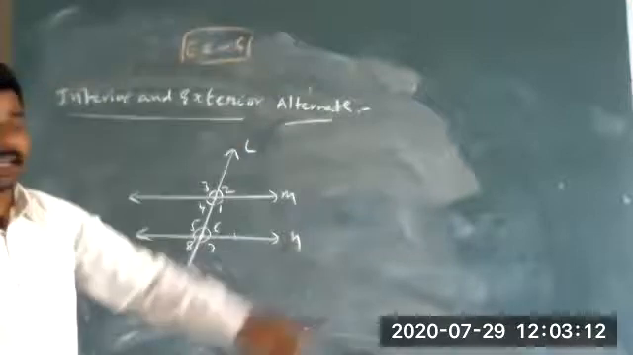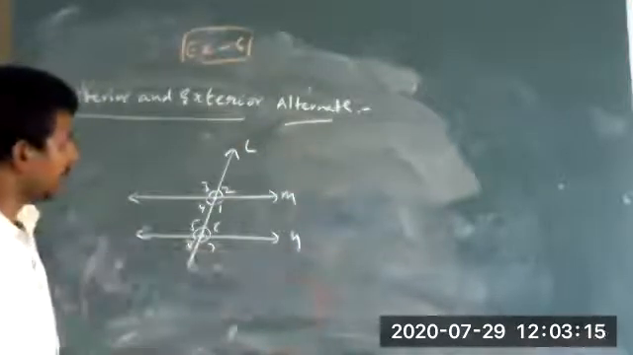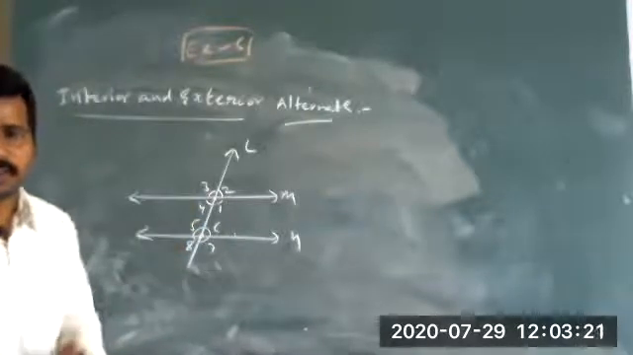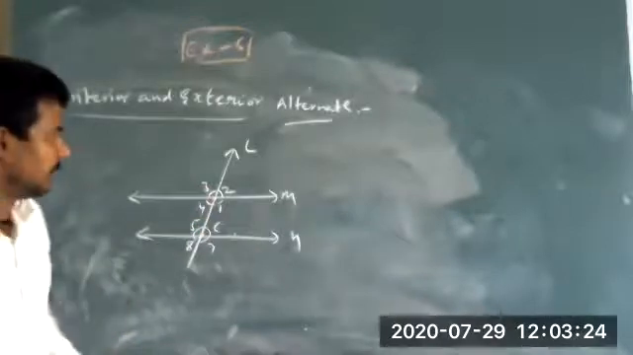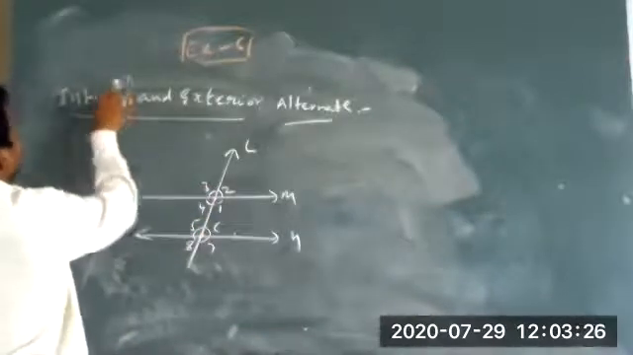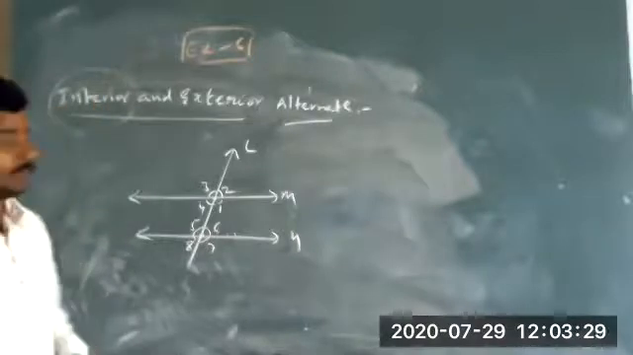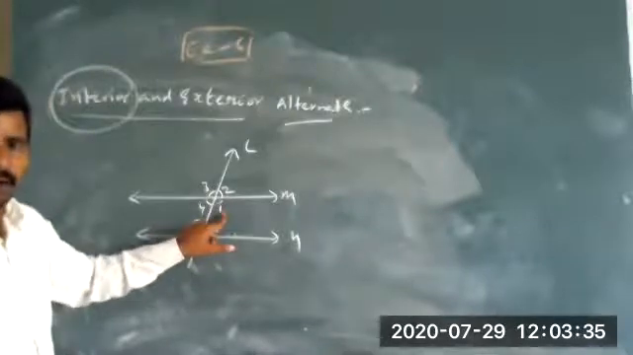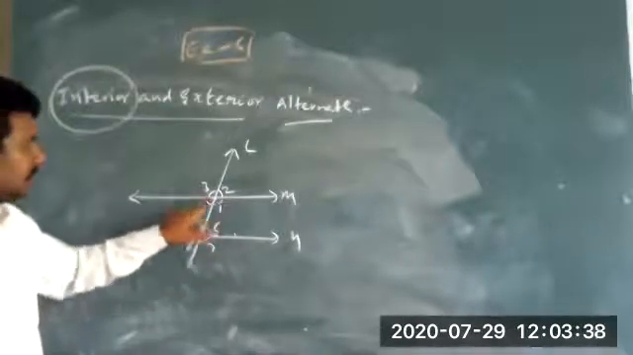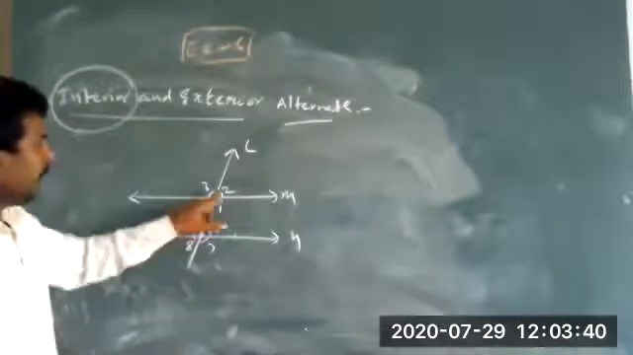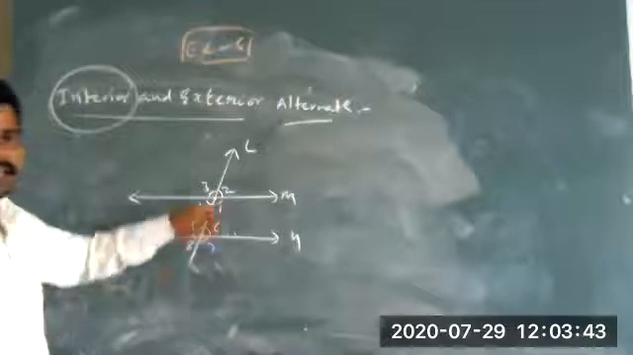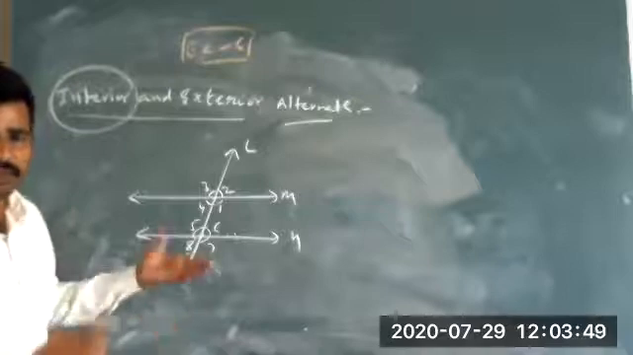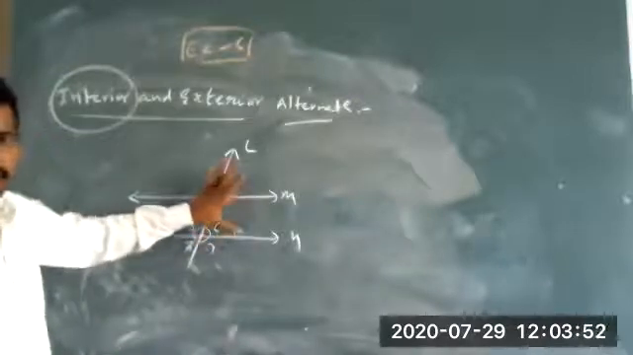Now, interior and exterior alternate angles. Alternate means what? Not on the same side of the transversal. So first take interior. Angle 1, angle 4, angle 5, angle 6 are interior angles. Angle 2, angle 3, angle 7, angle 8 are exterior angles. Exterior means outside of these lines. Interior means inside of these two parallels.